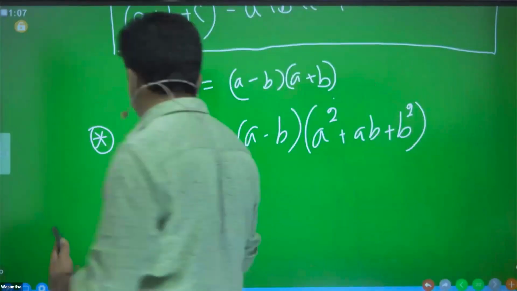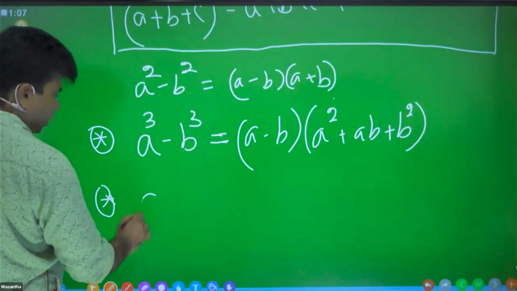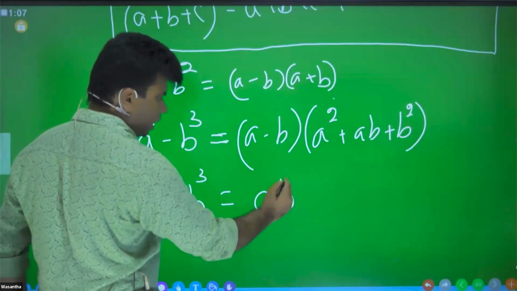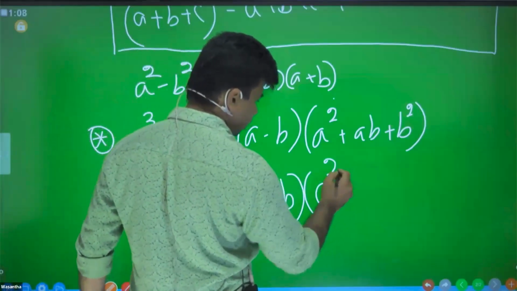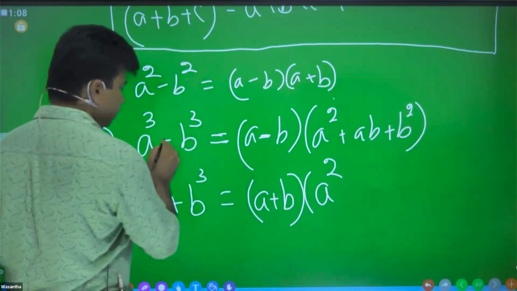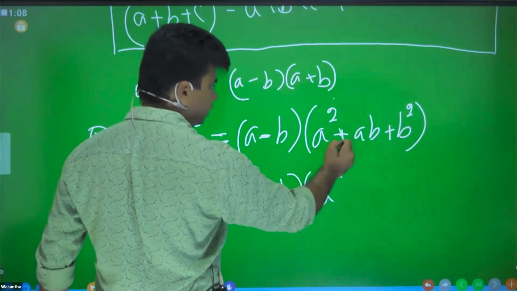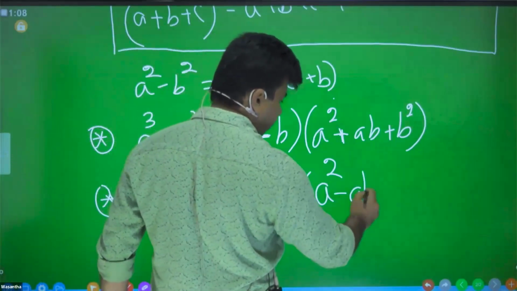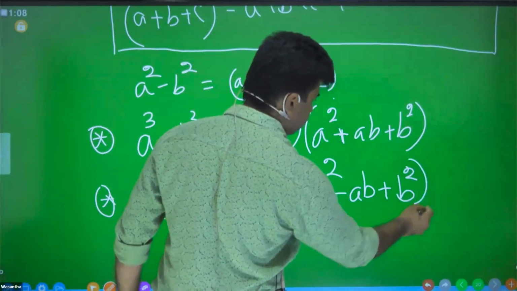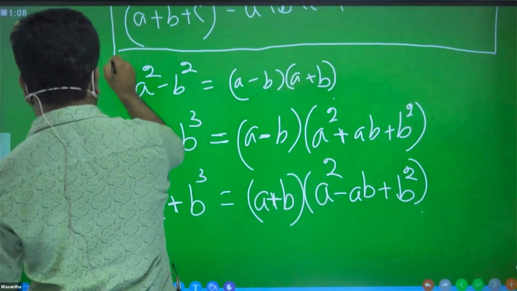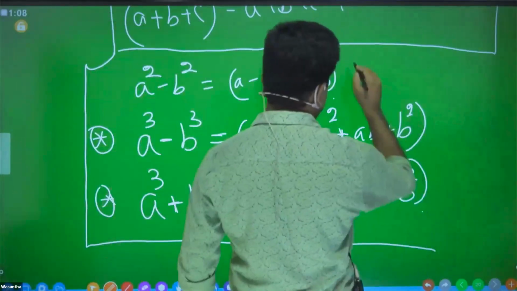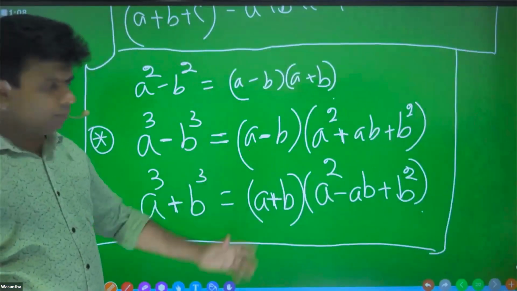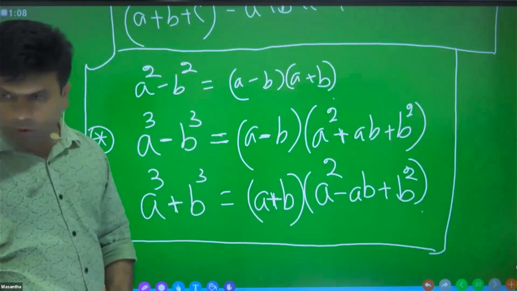Clear? Then the other important thing: a cube plus b cube. That means the factors are a plus b into a square, keep in mind that this is minus because this sign is minus and this sign is plus. Here plus, so this is plus actually, and here minus ab plus b square. So these are the other important three forms. Clear? I will discuss the proof of this expression, but until then, please copy down these three also.